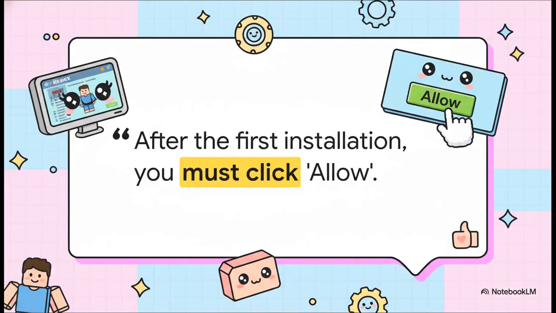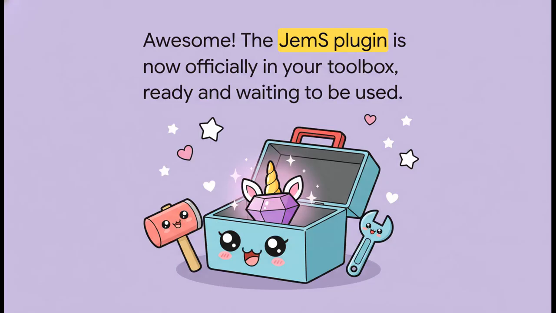Okay, listen up, because this next part is simple, but super important. A little window is going to pop up asking for permission. You have got to click Allow. This gives our magic tool the key to work inside your workshop. Seriously, don't miss this step. And boom! Just like that, the magic tool is all yours. It's sitting right there in your toolbox, just waiting for you. You are doing such a fantastic job.